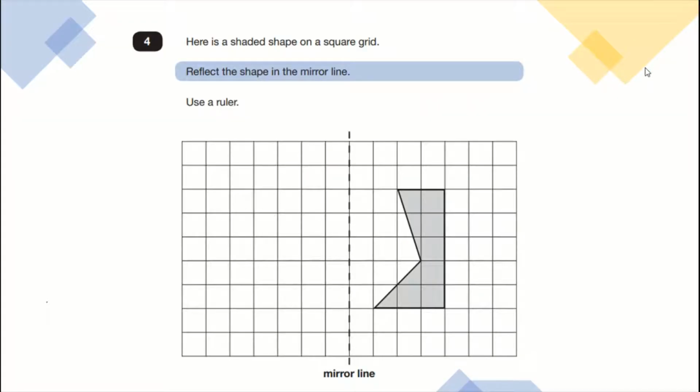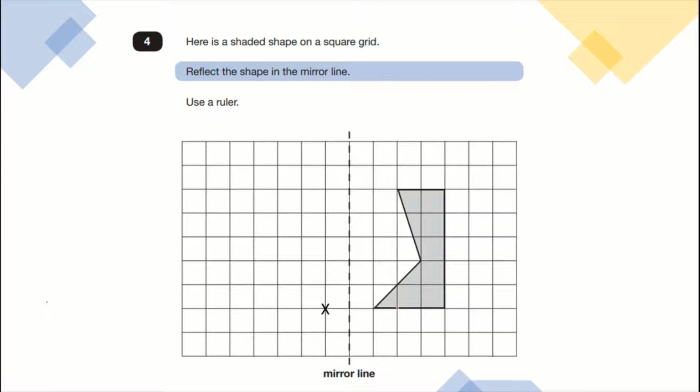Question 4. Here is a shaded shape on a square grid. Reflect the shape in the mirror line. Use a ruler. So we're going to imagine that we've placed a mirror along this mirror line, and we're going to find out what shape is reflected. So I'm going to start off with finding this point first. I'm going to count how many squares it is from the mirror line. So 1. Now I'm going to move in the opposite direction to find out where it is. 1. So our point would be here.